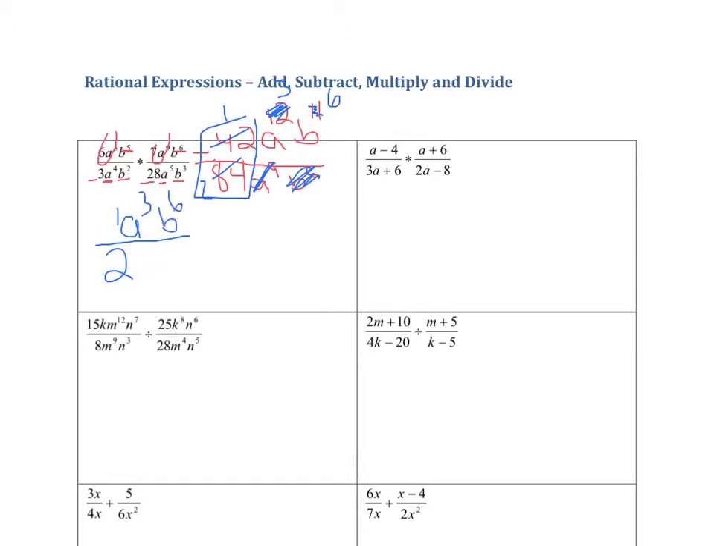So I have 1 a cubed b to the 6 over 2, which I can simplify because in math we're too lazy to write the 1. So I'm just going to make that a to the third, b to the 6th, all over 2. And rational expressions are ratios, which means a fraction, so I'm going to leave it in fraction form.